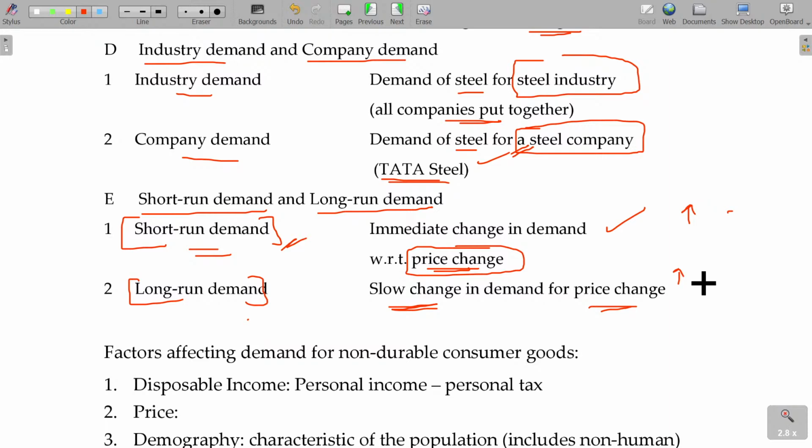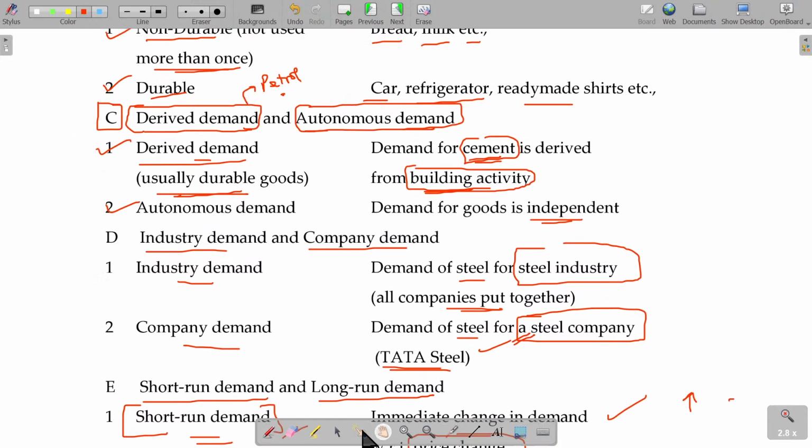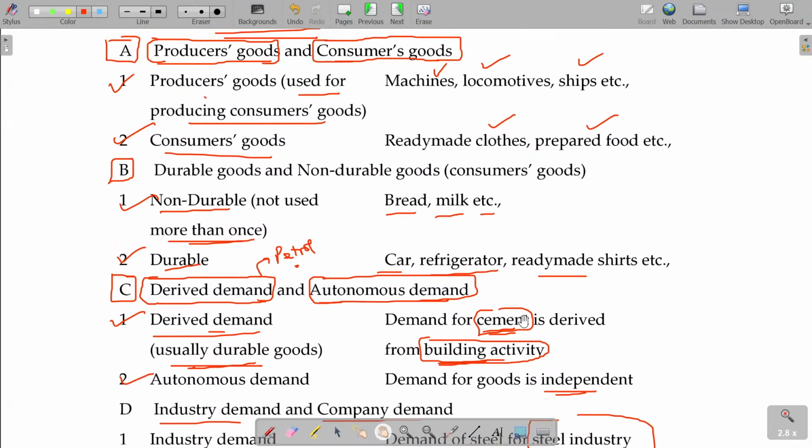So if the change in quantity demanded with respect to price has an immediate impact, that is called short term. If it has the impact in the long term, that is called long run. So these are the aspects you have to keep in mind for demand distinctions. Five aspects. Is that okay? Come on, make a note of it.